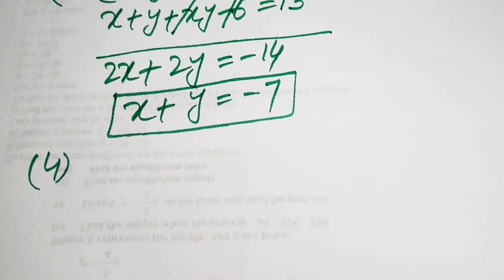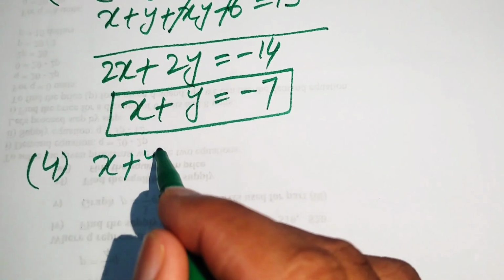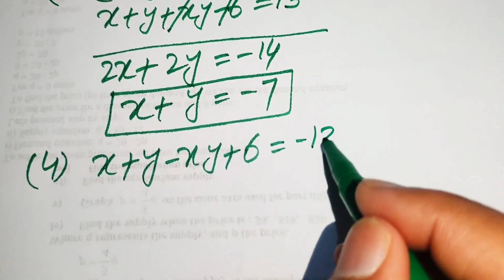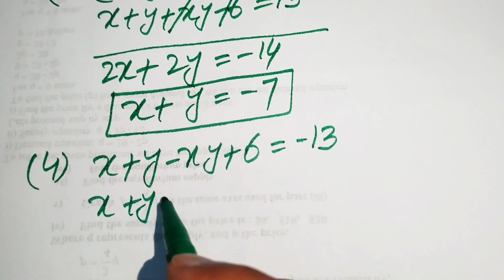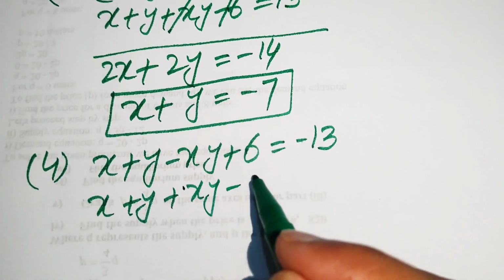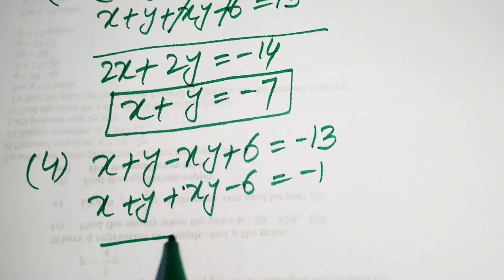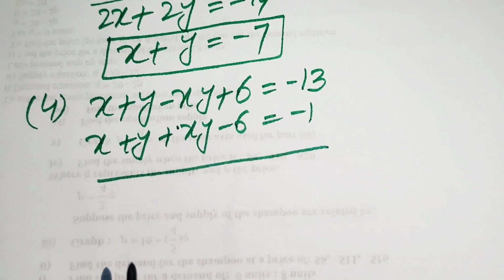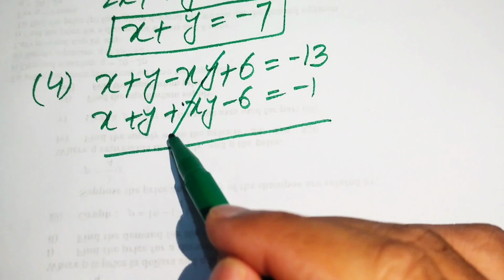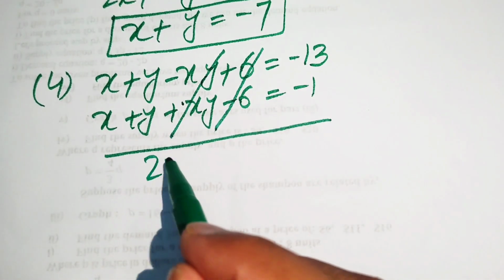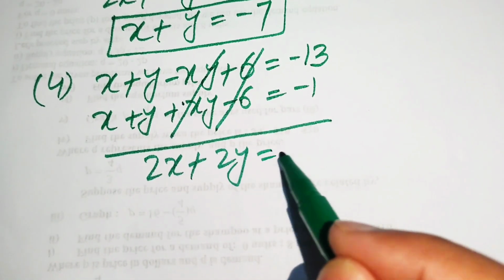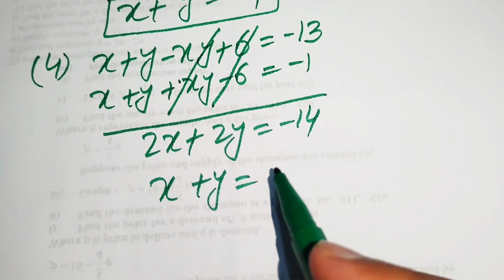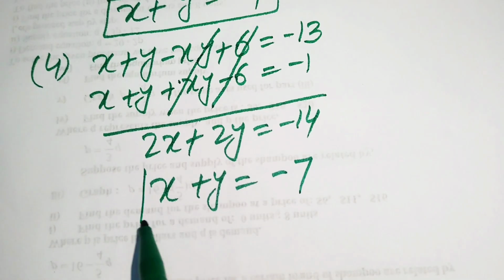Now we compare the given equations with case number 4. In case number 4 you have two equations: x plus y minus xy plus 6 is equal to minus 13, and x plus y plus xy minus 6 is equal to minus 1. These are the two equations from case number 4, and now we again add these two equations. These terms are cancelled by each other, and you get 2x plus 2y equals minus 14, and finally you get the value of x plus y in this case is minus 7.